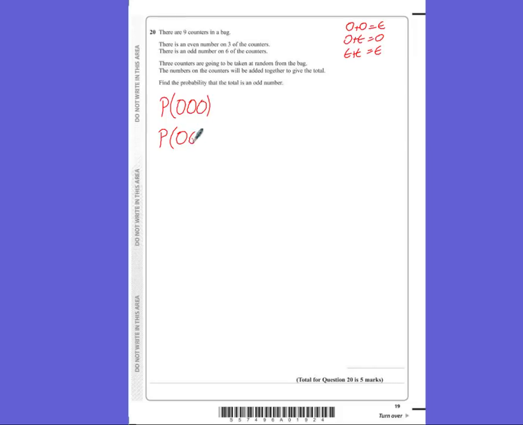So we could have the first one being odd and the other 2 even. We can have the first one even, the middle one odd, and the last one even. Or we can have the last one being odd, so it'd be even, even, odd. So let's think about some probabilities. Probability of the first one being odd would be 6 over 9, because there are 6 odds and 9 altogether. The second one being odd would be only 5 left that are odd and 8 in the bag, and then the third odd would be 4 odd and 7 in the bag. And that will give us 120 out of 504.